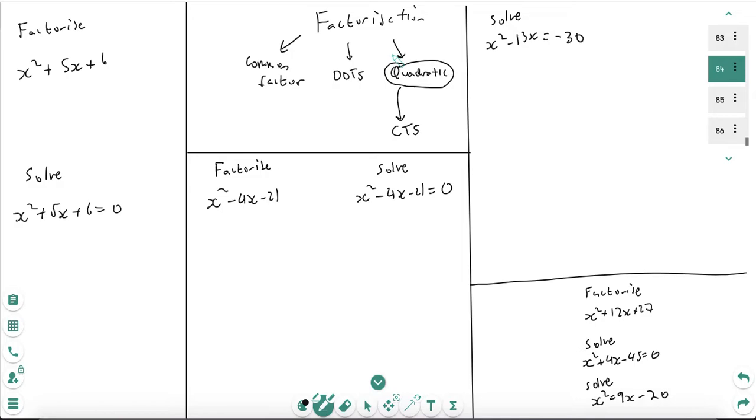In a test, they won't tell you the method to factorize. You have to figure it out for yourself, okay? And that's half the battle when it comes to factorization, choosing which method to use. Should I use common factor? Should I use difference of two squares? Should I use quadratic? And how do I know when to use quadratic factorization? Well, it's when you see a quadratic.